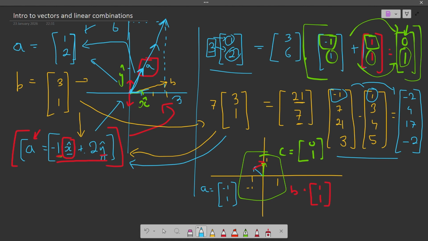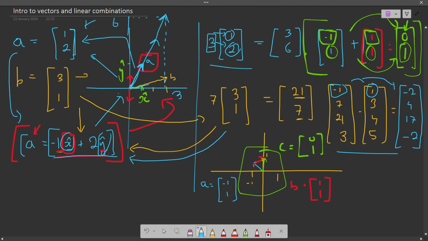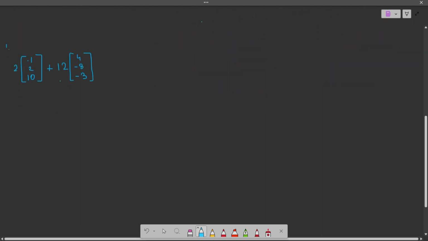A linear combination is nothing but multiple vectors which are scaled and added with each other. So this equation right over here, -1 times x hat minus 2 times y hat, is just a linear combination of these two vectors. We also learned how to compute these linear combinations and how to represent our vectors using these linear combinations. So now let's get to some practice. Let's compute this linear combination.